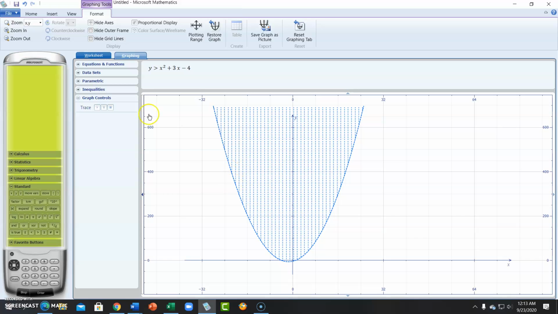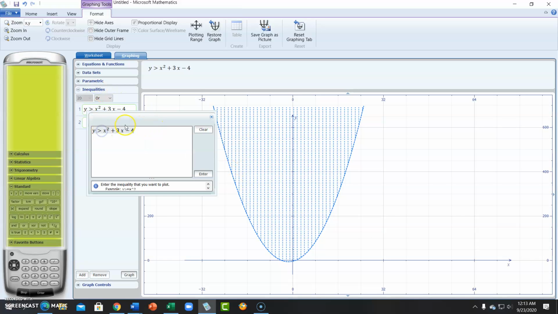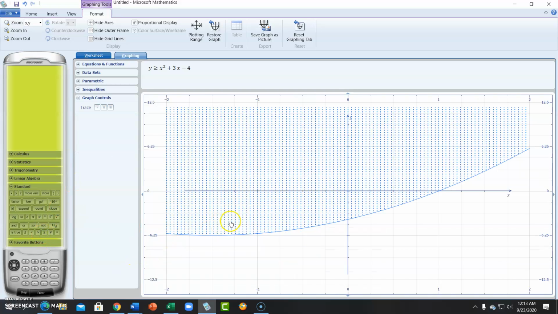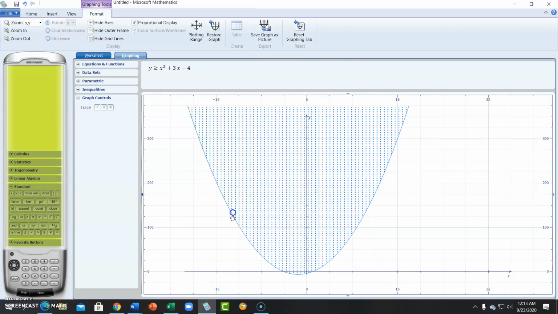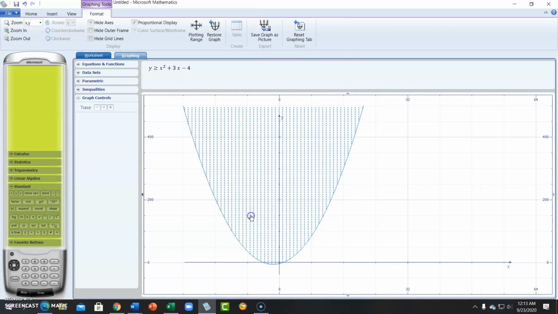Now, I really don't want that dotted line there. What I can do is go back in the inequality and change that to greater than or equal to, graph it again, and now I have a solid line, which represents greater than or equal to.